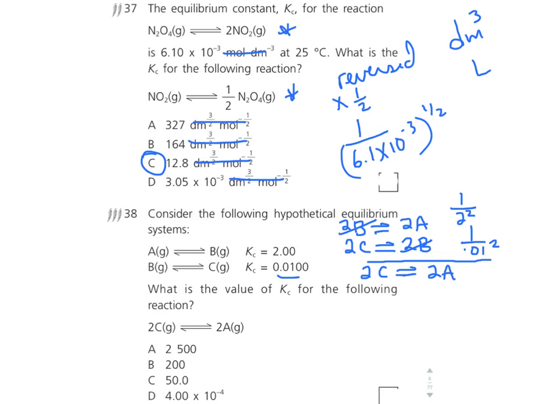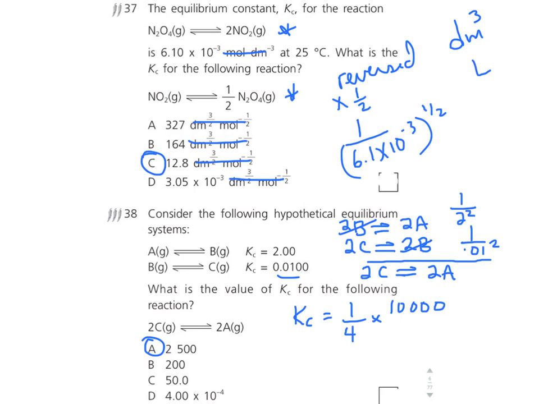Now here's the new thing. When you add equations together to get an overall reaction, the Kc of the overall reaction is the product of the Kc's that were for the equations being added. So 1 over 4 times 1 over 0.01 squared is going to be 10,000. So 1/4 of 10,000, answer A is the best choice.